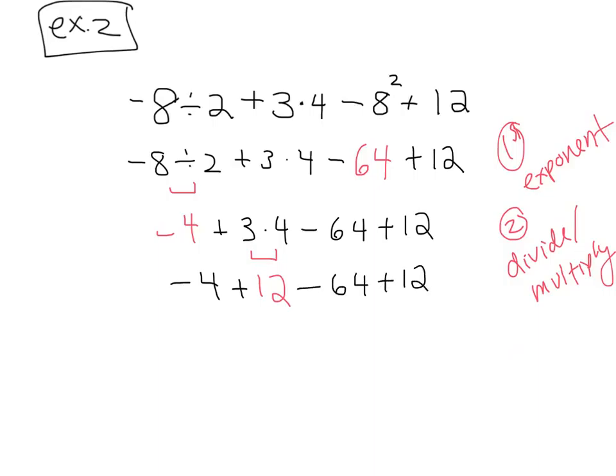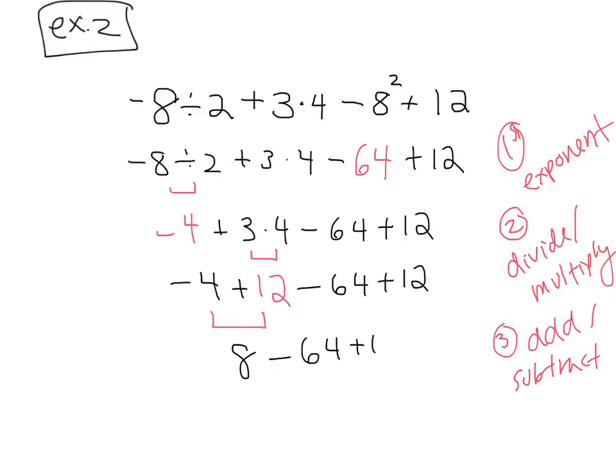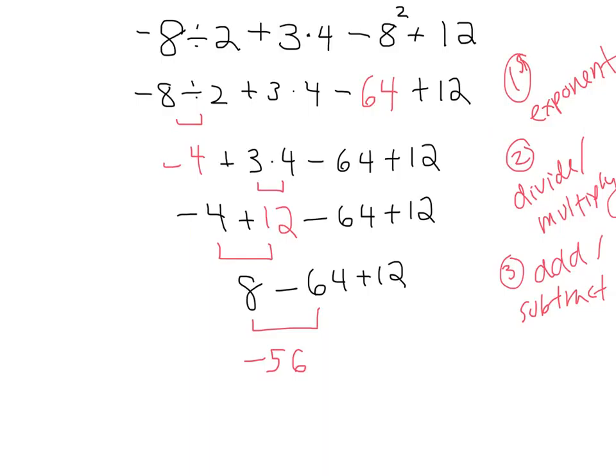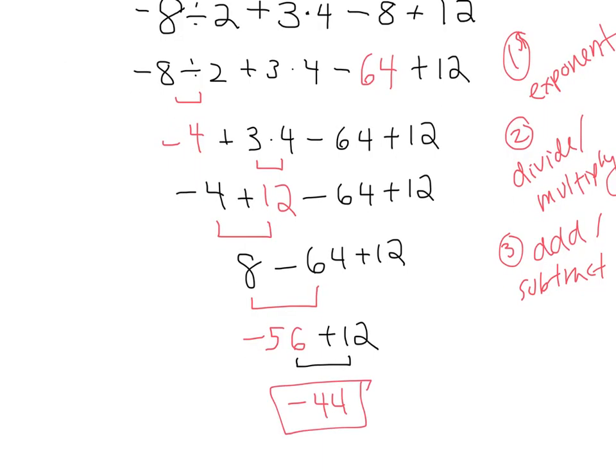Alright, now I have adding and subtracting left. First I'm going to go -4 plus 12 is +8. Minus 64 plus 12, and then I'm going to say 8 minus 64 is -56 plus 12, and then finally -56 plus 12 is -44, and that is my answer.